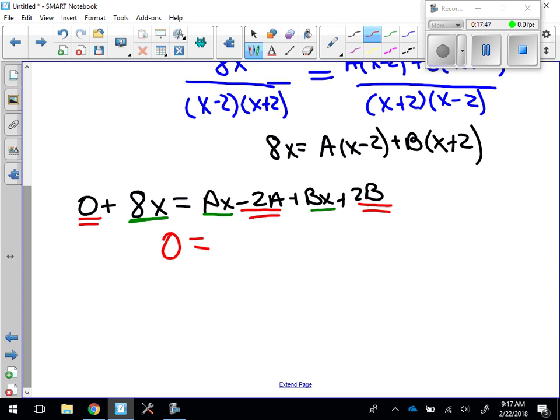So 0, which is my constant on the left side, has to be equal to 2a plus 2b. I'm sorry, negative 2a plus 2b. Okay. So if I play around with this, that gives me 2a is 2b, or a is equal to b, which is probably important.